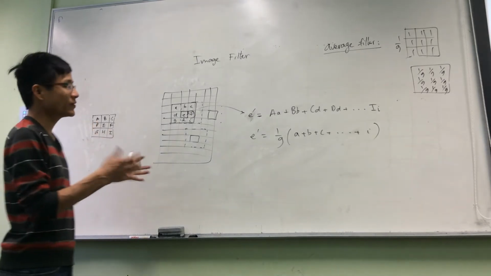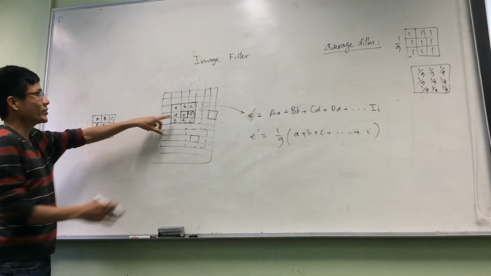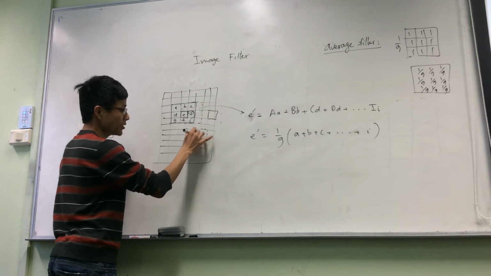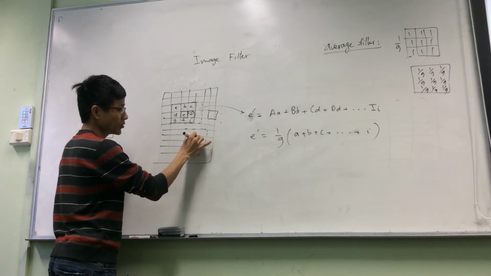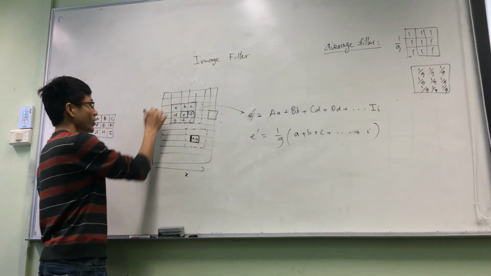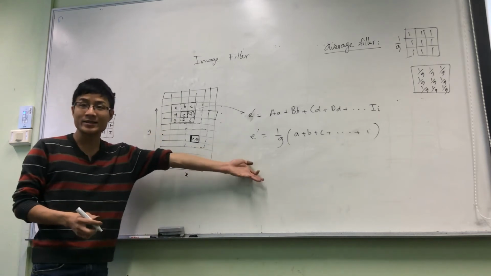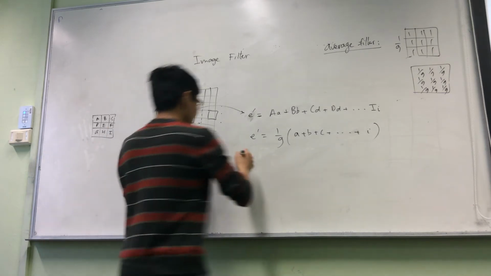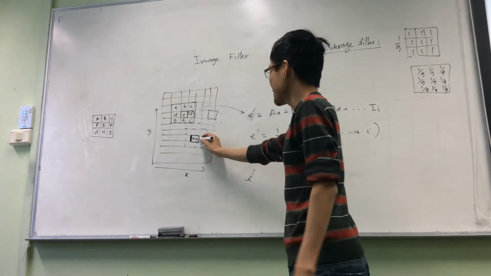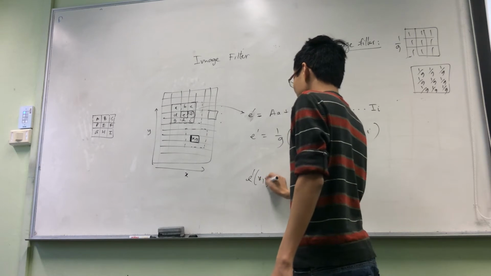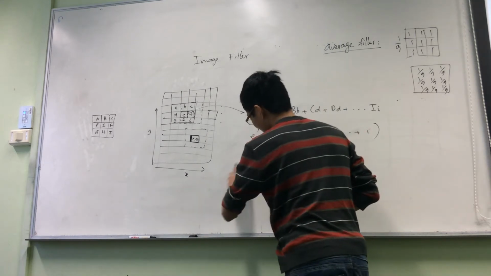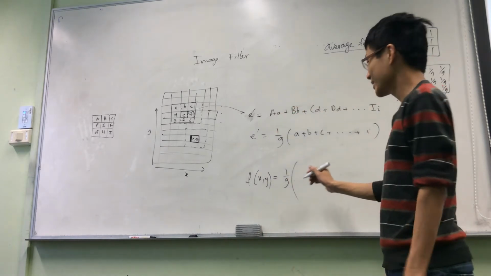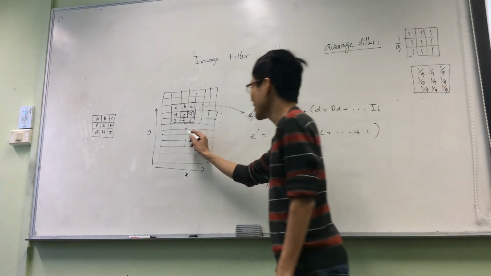This is the basic representation with A, B, C, D, E, F. But let's say I give you an arbitrary pixel with coordinates x and y. This one is x, this one is y, right? I can represent this in terms of coordinates x and y. So the new pixel at x and y, let's say the function f of x, y equals 1 over 9 of A plus B plus up to I, which will be the last pixel.